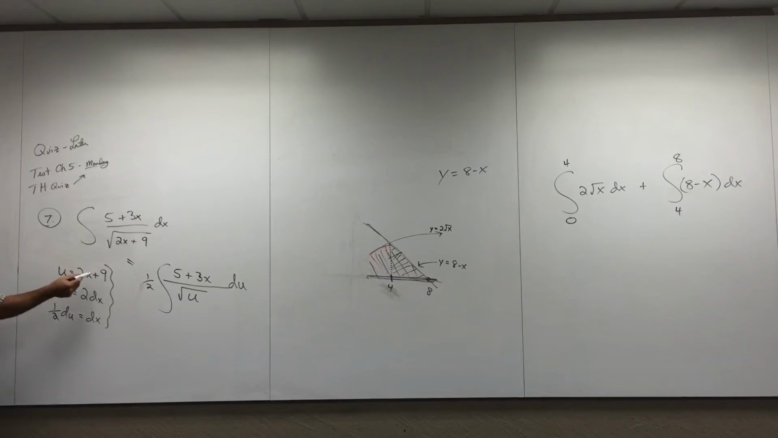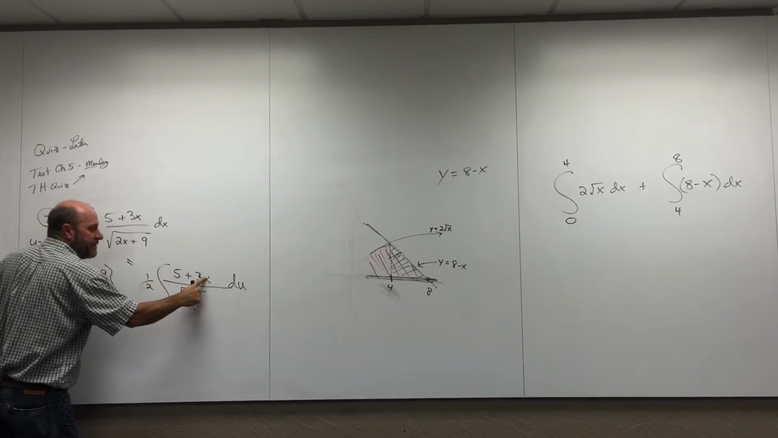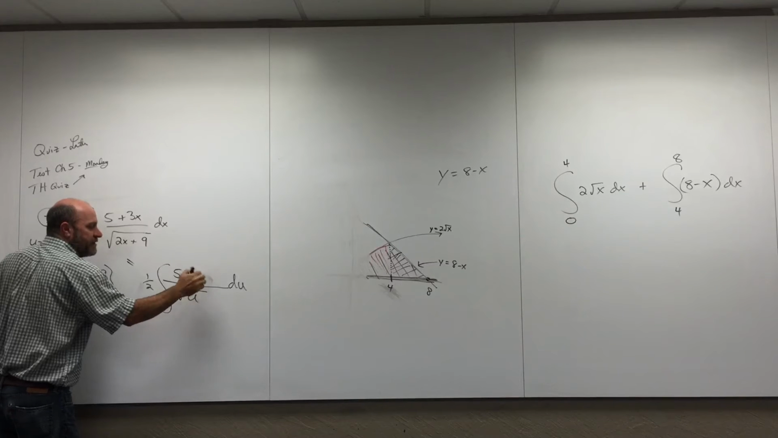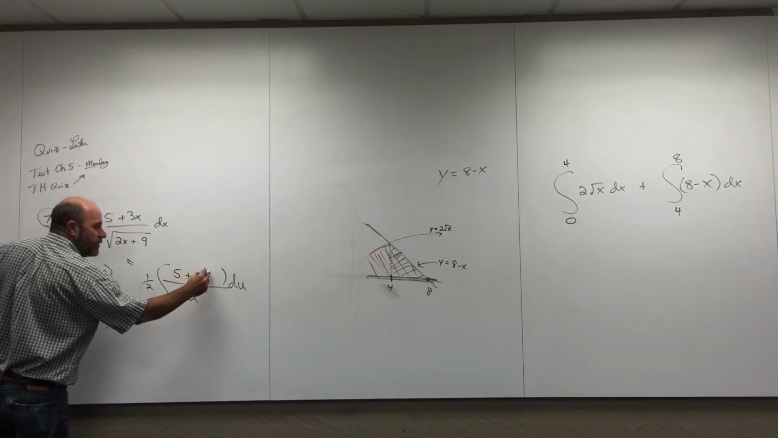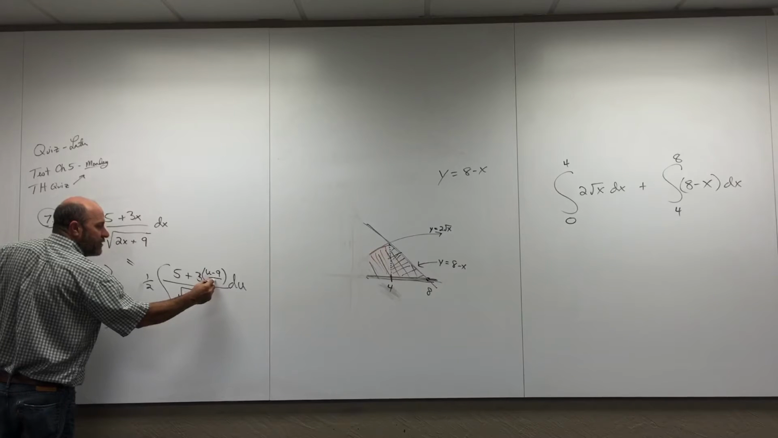Right. Let's see. I'll move the 9 over. I'll divide by 2, and that's my x. Do you agree with that? So when I go to replace this, I'm going to replace this x with, is that what it is? U minus 9 over 2, yeah? U minus 9 over 2.